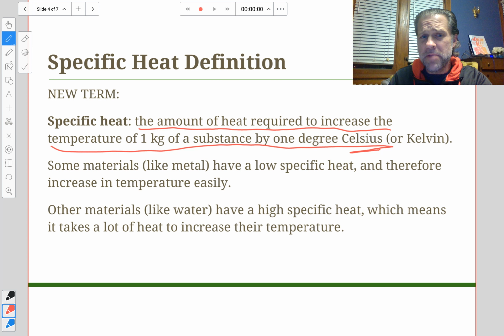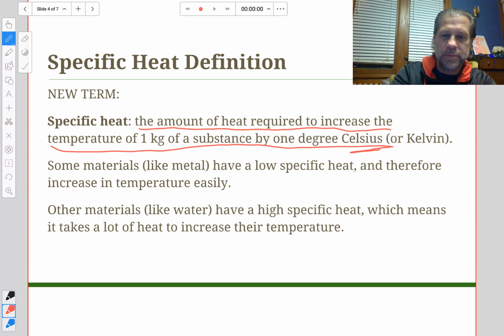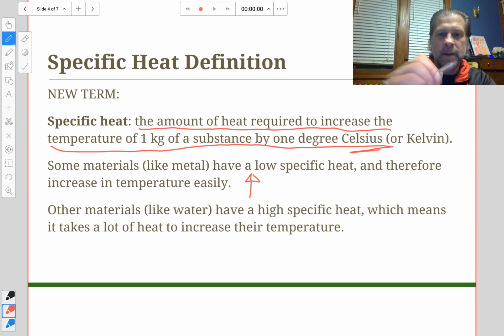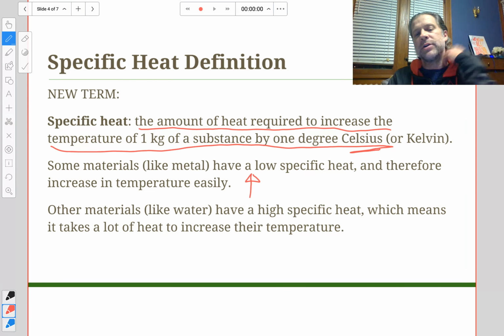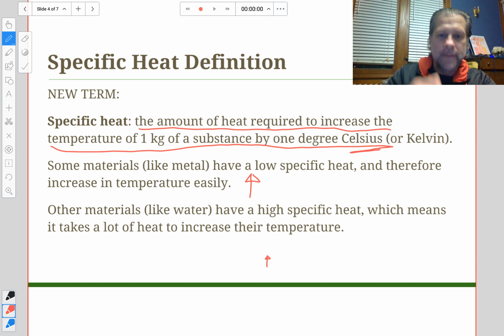Now, there are some materials like metal, think about copper or a spoon, that have incredibly low specific heat. And as a result of that, they increase their temperature really quickly. And then there are other materials like water that have a really high specific heat, which means that it takes a lot of energy to increase their temperature. So they increase slowly. Okay.